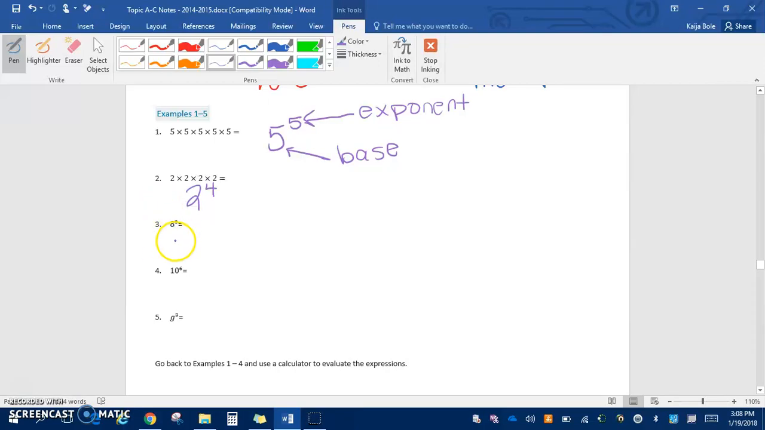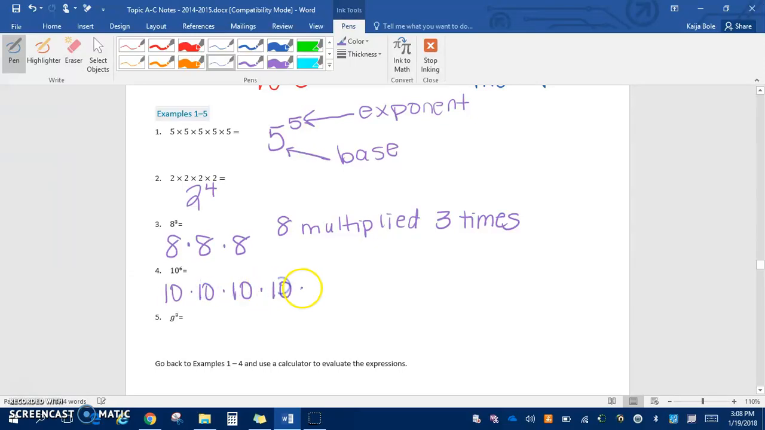Here now we're going to expand this out. We have 8 to the 3rd, so this would be 8 times 8 times 8. And I want you to write this down. This would be 8 multiplied 3 times. Alright, so we're going to have to be able to say this in words as well as writing it down on the paper. Here we have 10 to the 6th power, which would be 10 times 10 times 10 times 10 times 10, one more times 10, and this is 10 multiplied 6 times.